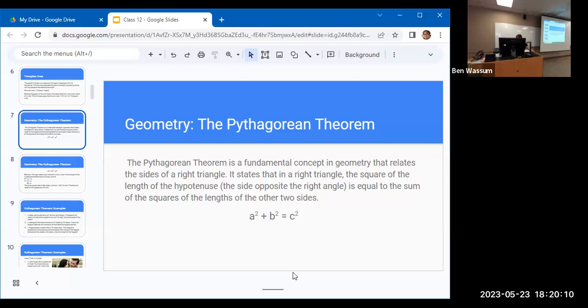Now, in a right triangle, the square of the length of the hypotenuse, which is the side opposite the right angle, the long side, is equal to the sum of the squares of the lengths of the other 2 sides, or you can call them legs. So that always ends up being a squared plus b squared equals c squared, where c is the length of the hypotenuse. A and b are the other 2 legs.